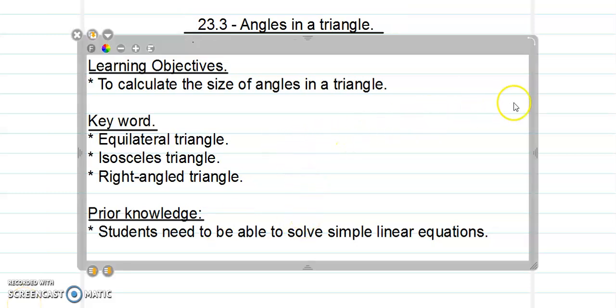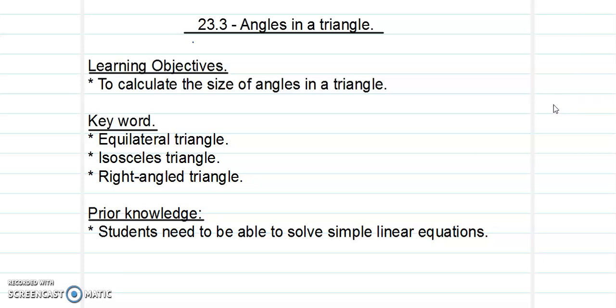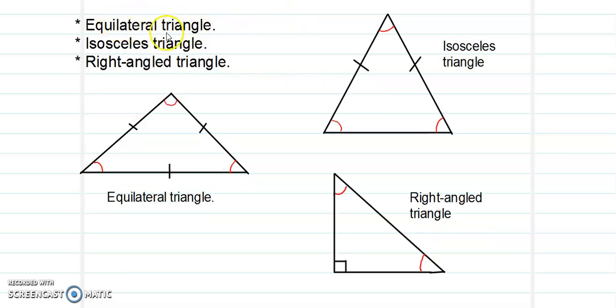In today's topic, we are looking at angles in a triangle, and the learning objective is to calculate the size of angles in a triangle. So the key words are the equilateral triangle, the isosceles triangle, and the right-angled triangle. Before we can talk about this, students need to be able to solve a simple linear equation. Okay, so let's pick them one after the other: the equilateral triangle, the isosceles triangle, and the right-angled triangle.